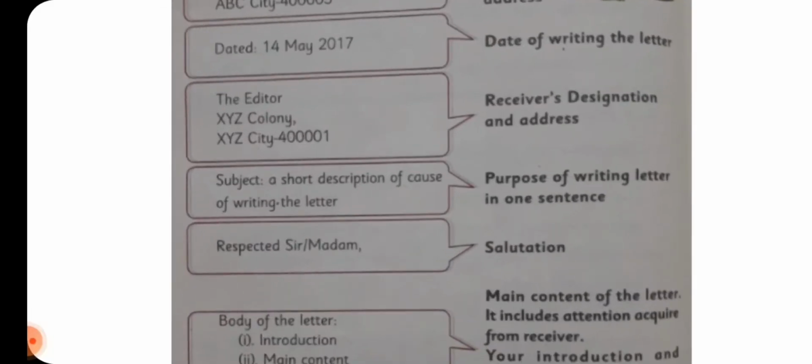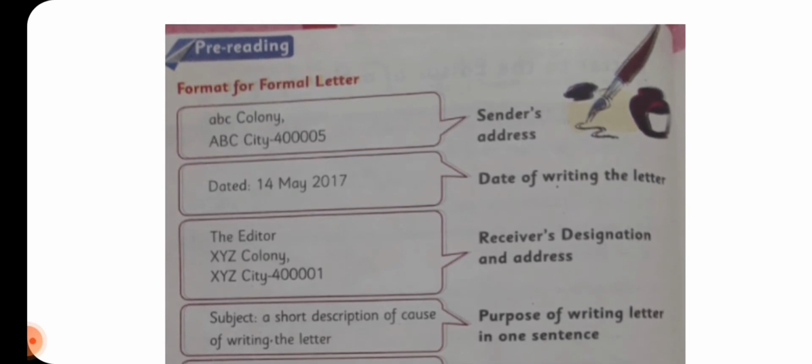The format of a formal letter is this: we start by writing the sender's address, in the top left corner of the page. You can also call it the writer's address, which means the person who is writing the letter; we mention the address of that person at the top left corner of the page. After that, the date on which the letter is being written is mentioned.